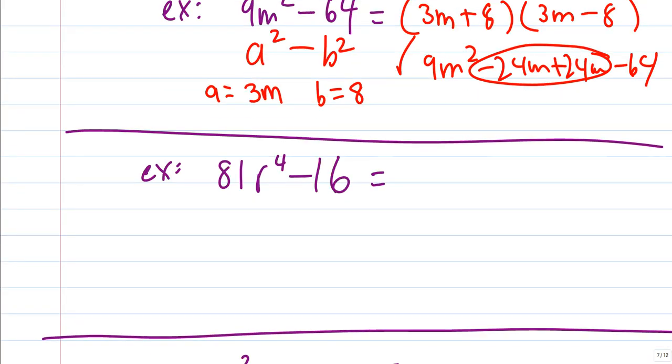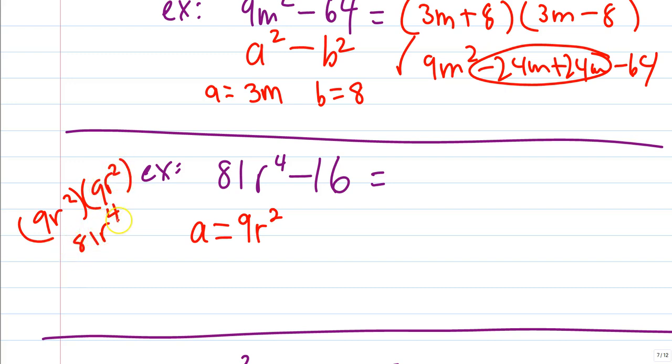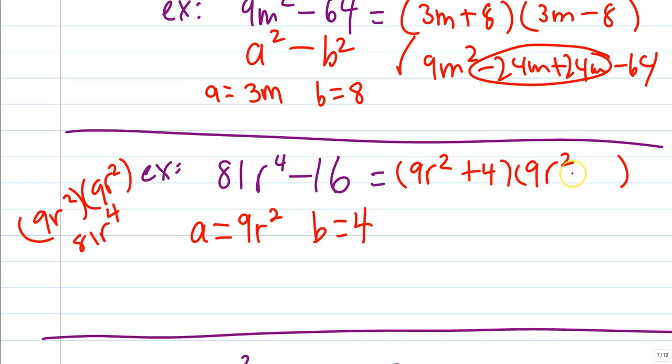How about 81r to the 4th minus 16? I don't know. Think about it. Is there something squared that makes 81? Is there something squared, something times itself, that makes r to the 4th? Check that, right? 9r squared times itself gives us 81r to the 4th. We have an a. What is our b? So we have two groups: 9r squared plus 4 and 9r squared minus 4.